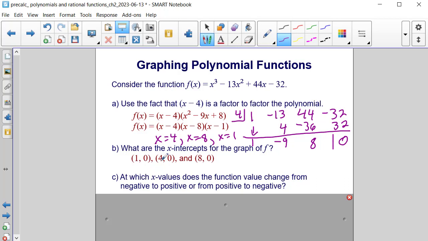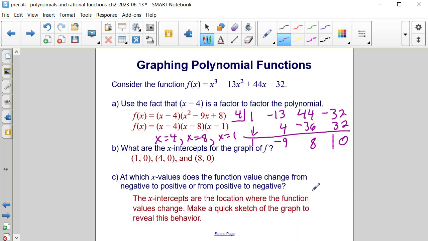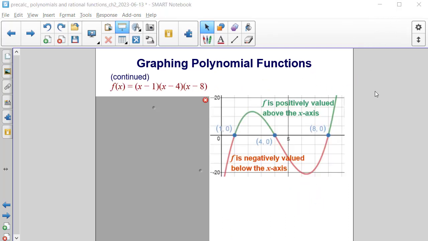And now, at which x values does the function value change from negative to positive or from positive to negative? Well, x-intercepts are where the function values are equal to 0. So to the left of them could be negative or positive, and then to the right it would be the opposite. So the x-intercepts are the location where these function values change. And let's make a quick sketch of the graph to reveal this behavior.